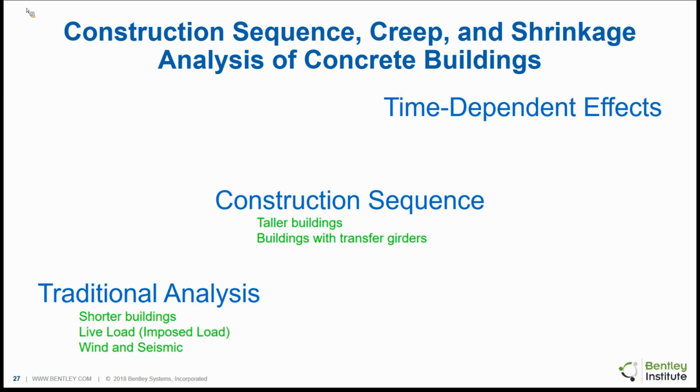We talked about the construction sequence analysis, the immediate elastic shortening effects, and that should be considered for taller buildings, and then also buildings with transfer girders. We didn't talk about that, but think about a building with a transfer girder. The sequence at which that girder is loaded, and whether or not the framing above is actually helping to support that, acting as a bridge, so to speak, as you go up the higher levels.